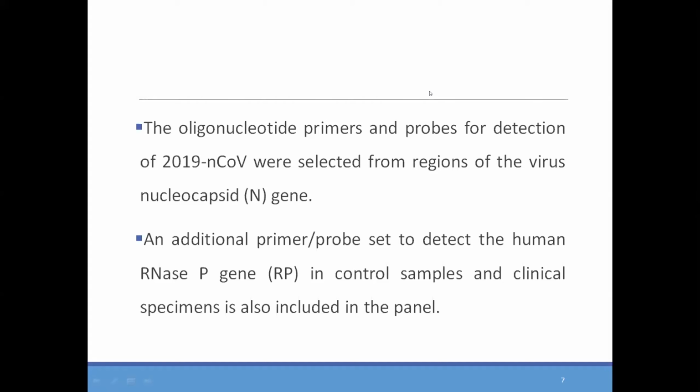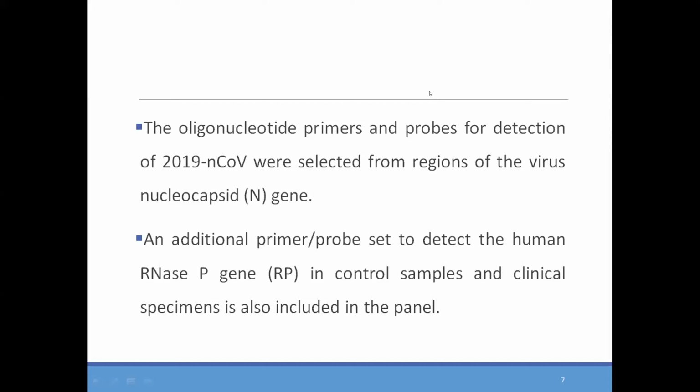Actually, we use it as a control sample to check whether we have done the extraction of RNA properly. Sometimes we get a negative result if we haven't extracted the RNA properly. So we have to verify that our negative result is not due to the non-availability of RNA in our sample. We should also verify our RNA extraction method for each and every sample that we test.